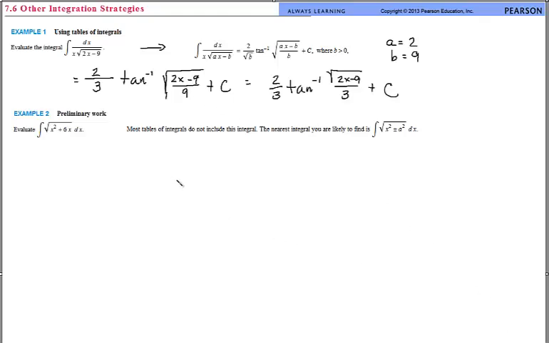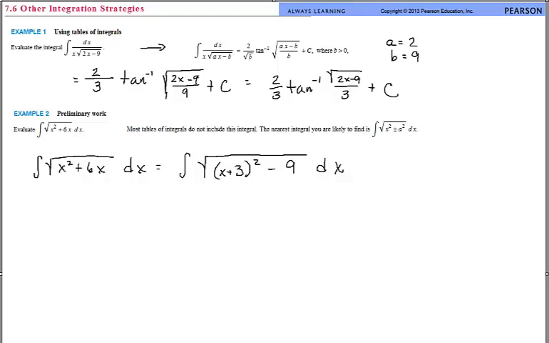Okay, for my next one, you're not going to be able to find one that matches this exactly, so what you're going to have to do is complete the square and get it so that it looks like an x squared plus an a squared or an x squared minus an a squared. So I'm going to complete that square. Alright, this is what I get, so let me go get my table of integral solution.